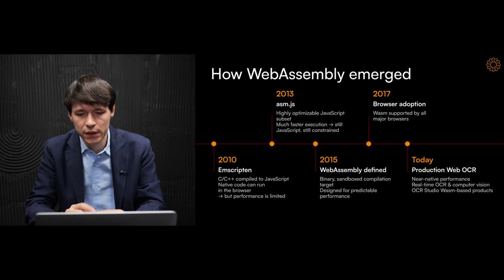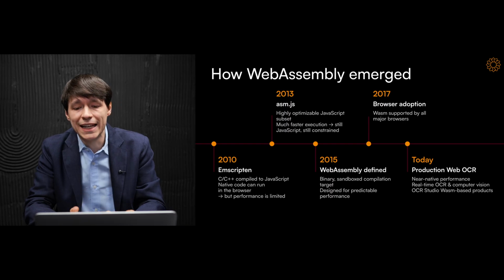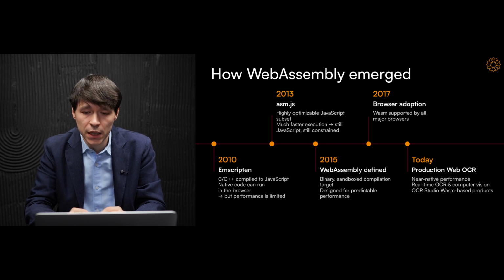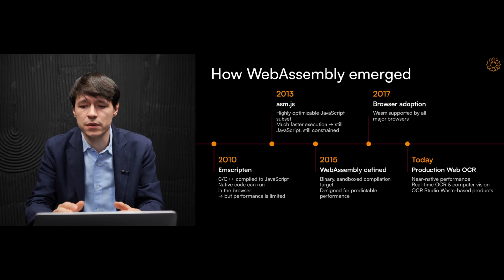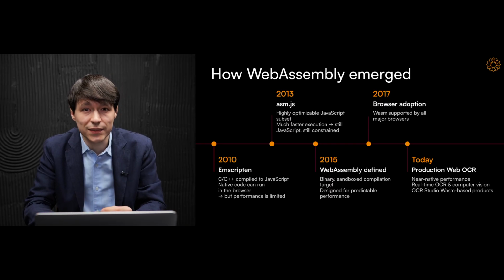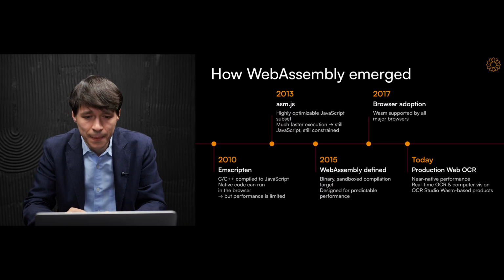The real turning point came when browser vendors and standard bodies like W3C began defining a new binary execution format for the web. Around 2015, this collaboration crystallized into WebAssembly, a compact, sandboxed, low-level intermediate compilation target designed for predictable high-performance execution. And by 2017, WebAssembly was supported in all major browsers. Well, at least technically supported. Not all features were supported, but it was technically supported.